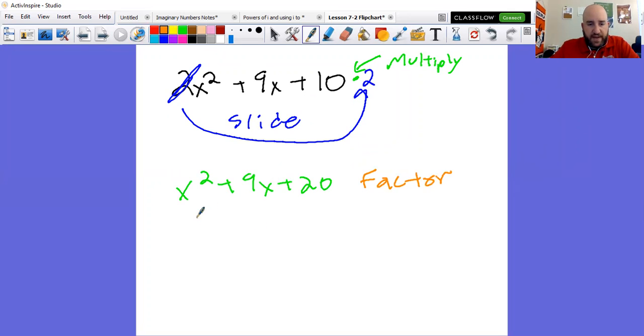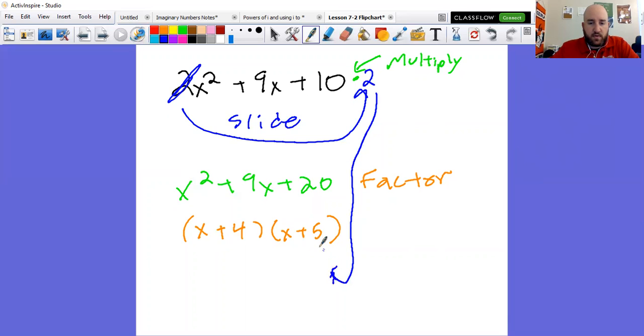And I picked a pretty easy one to factor. So I'm gonna have x plus, what can I multiply to give me 20? It adds up to give me 9. I'm not gonna list them all since I'm trying to go quick, but it's gonna be 4 and 5, okay? So my last step is the divide. So I'm gonna take this 2, bring it down here. Again, we're really just trying to get this to be fat, okay?